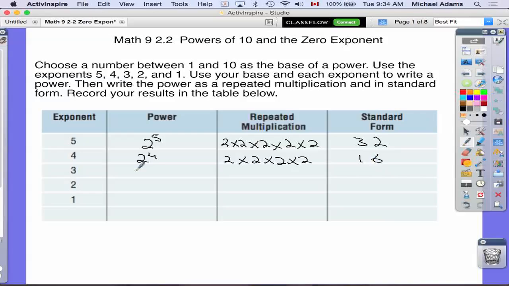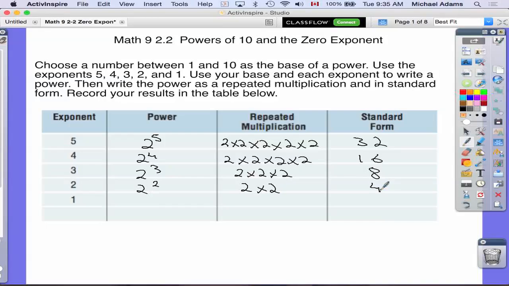Okay, now continuing the pattern here. Okay, 2 to the exponent 3, and that's simply going to be 2 times 2 times 2, and standard form is going to be 8. So we understand what's happening right now, right? Okay, so you fill this in your notes. Get your notes out. All right, so now we have 2 to the exponent 2. Well, that's just simply going to be 2 times 2, and our standard form is going to be 4.